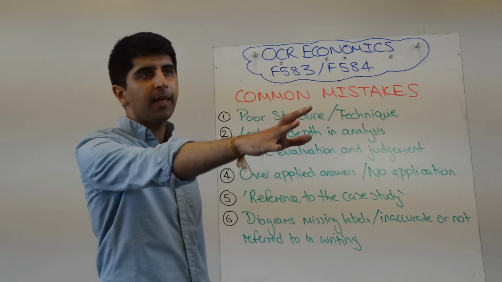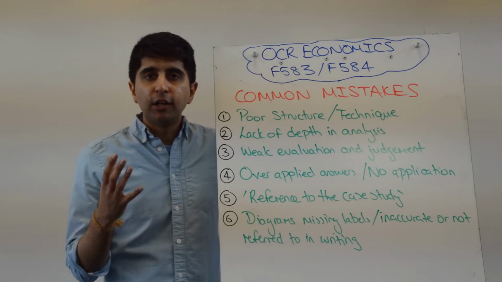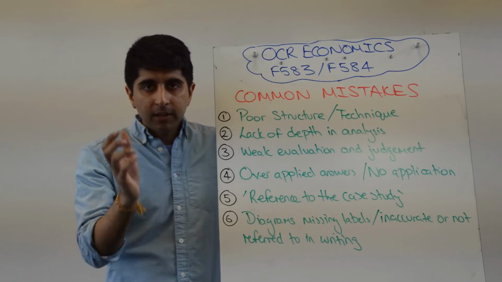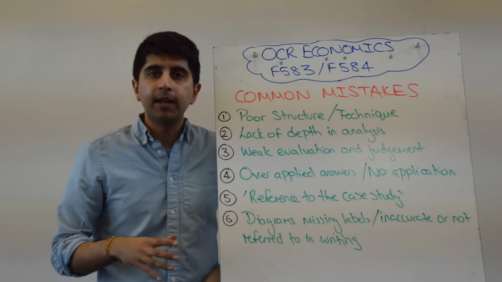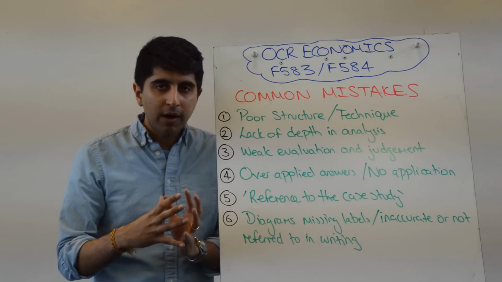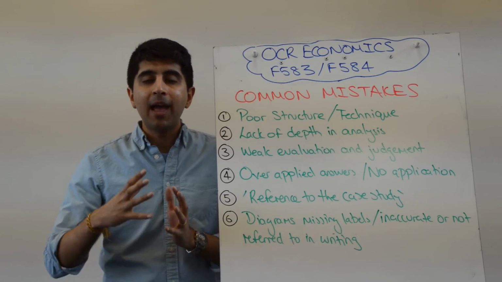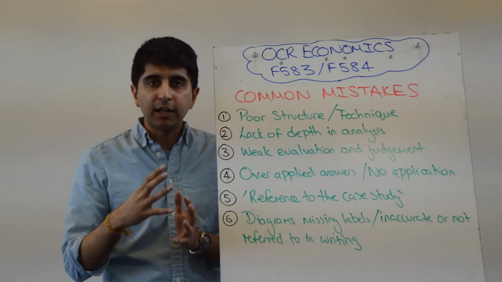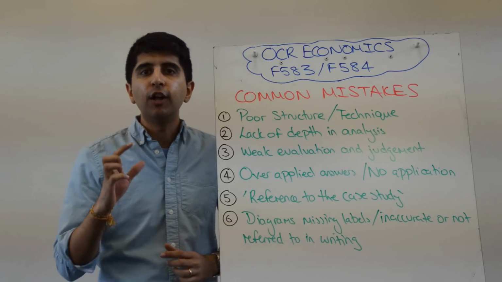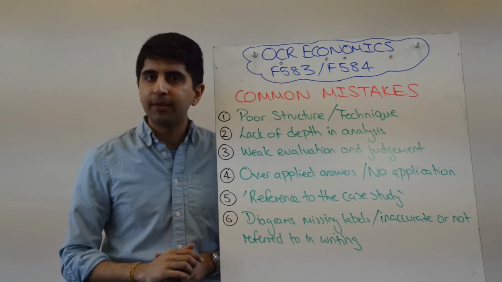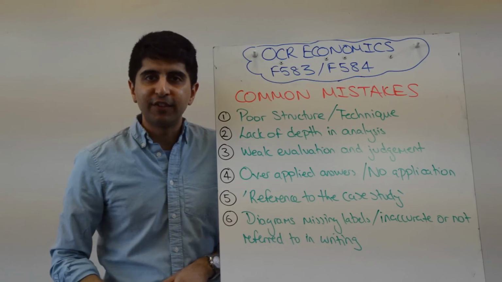You plonk the diagram there, you assume the examiner knows exactly what you're showing. Like I've said in previous videos, assume the examiner is a non-economist. Therefore, in your writing, you're going to refer to the diagram and explain everything you've done and shown in that diagram in detail. So important, otherwise OCR examiners are going to score you a big fat 0 for that diagram.